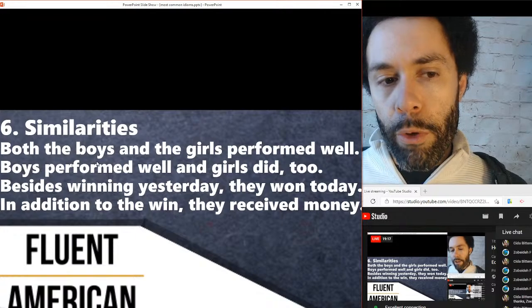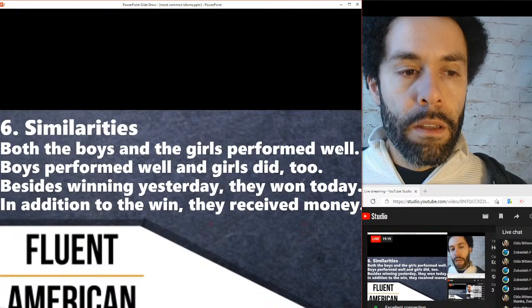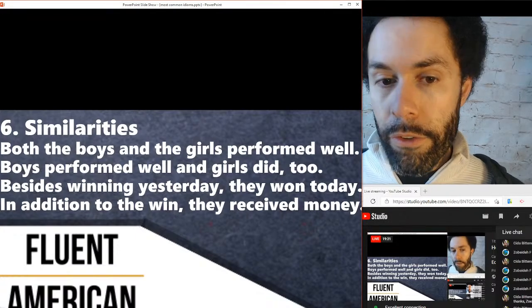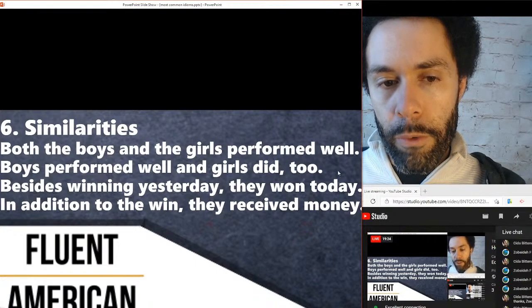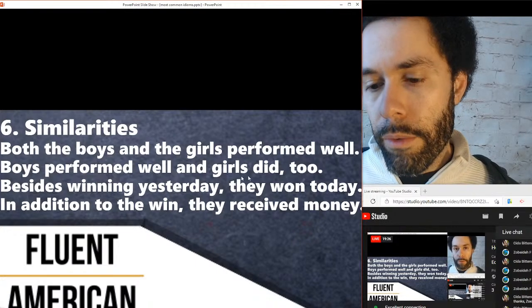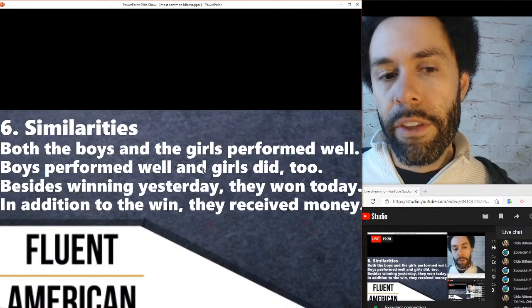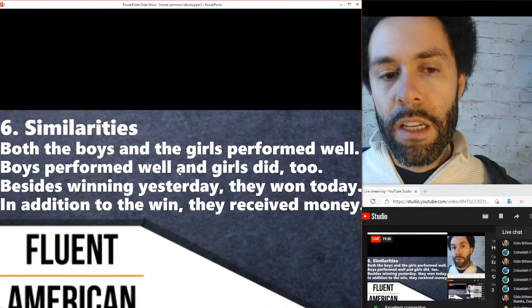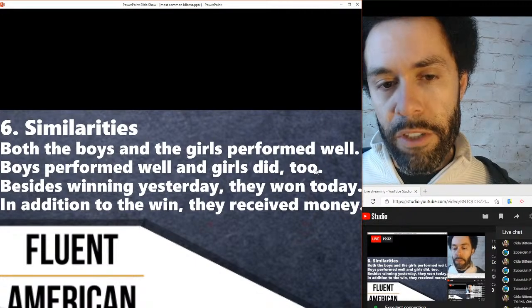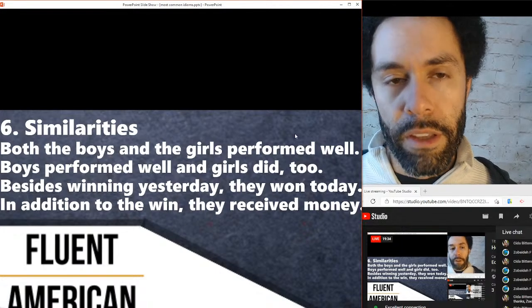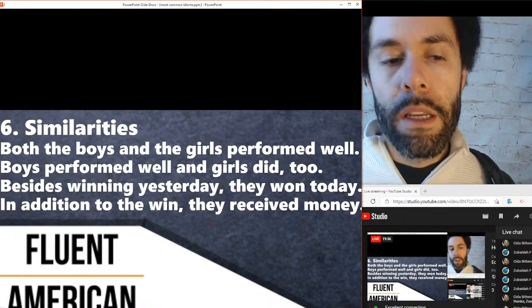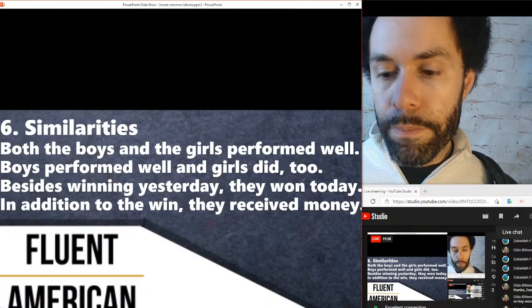So we had both the boys and the girls performed well. Boys performed well and girls did too. Part of the reason that I think you don't really need a comma as much before and is because, especially with this too, I think it feels more connected, kind of joined together. Boys performed well and girls did too.